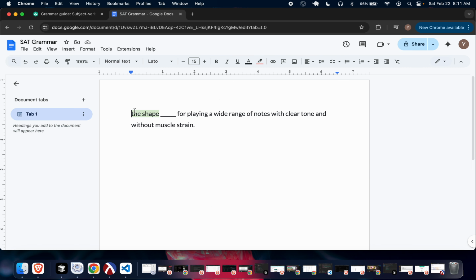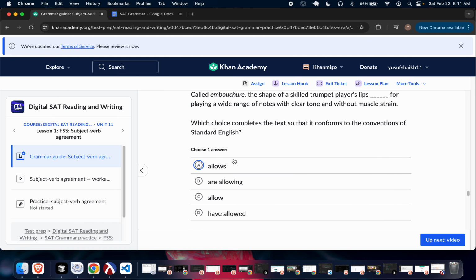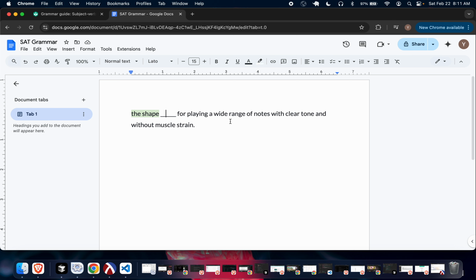And we can see that this is a singular noun, right? So I'm going to be looking for a singular verb. The shape blank for playing a wide range of notes. The shape allows for playing a wide range of notes. That makes sense. The shape are allowing? No, that doesn't make sense. This is plural. The shape allow, again, remember that verbs typically have an s on the end when they're singular, and you remove the s when it's plural, right? So this allow is plural. It wouldn't make sense to say the shape allow for playing a wide range of notes.